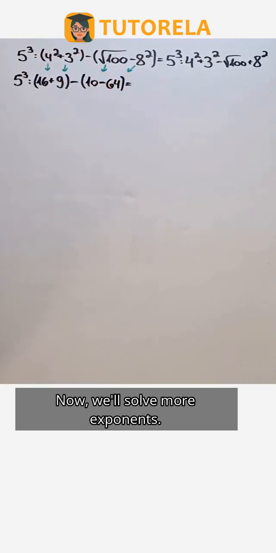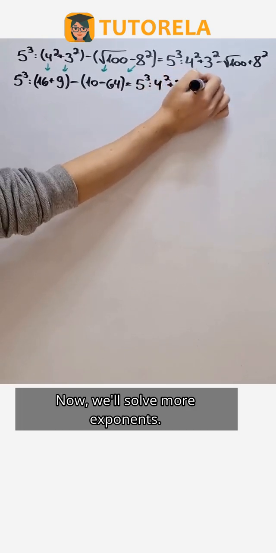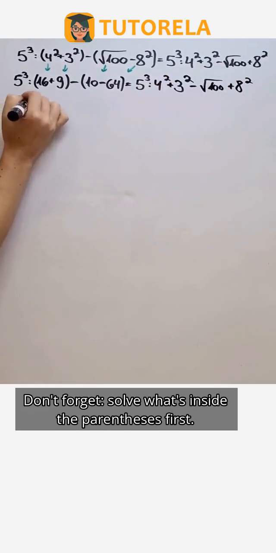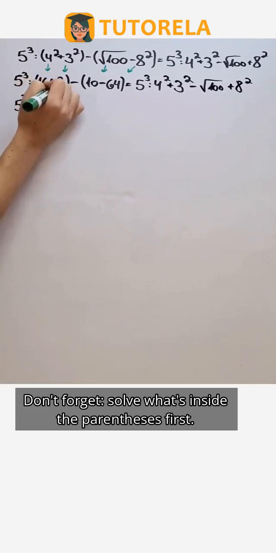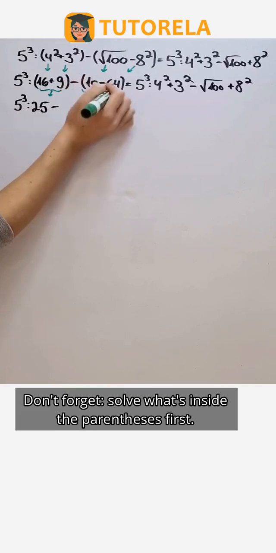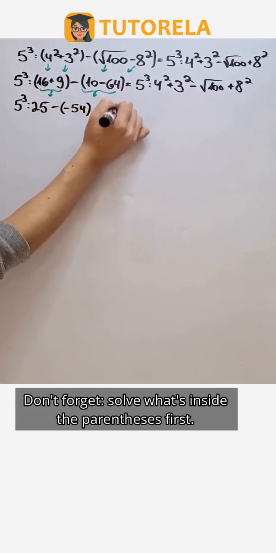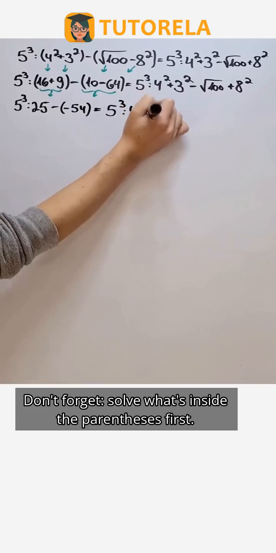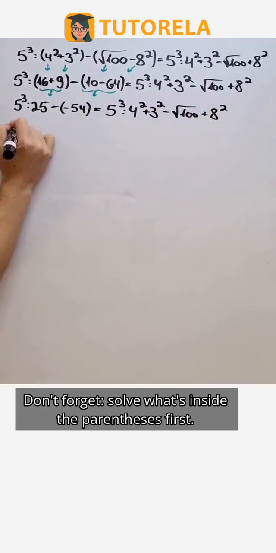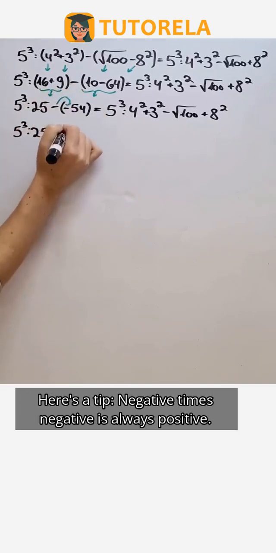Now we'll solve more exponents. Don't forget, solve what's inside the parentheses first. Here's a tip. Negative times negative is always positive.